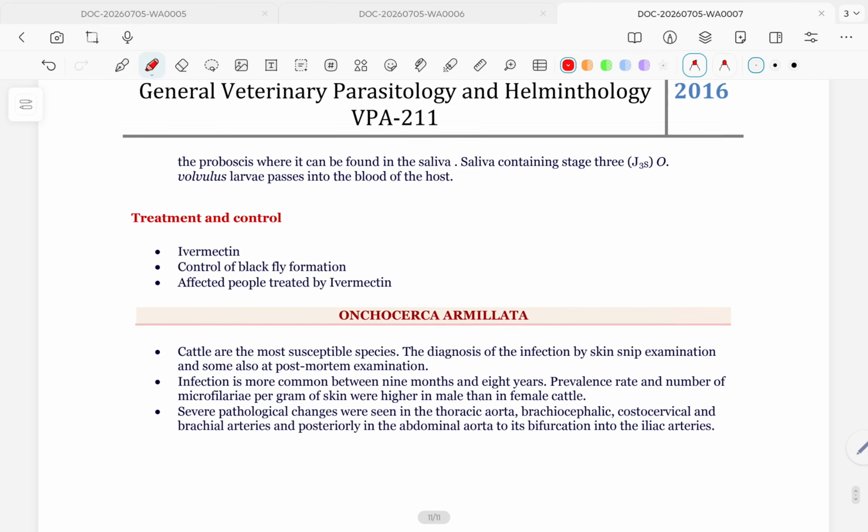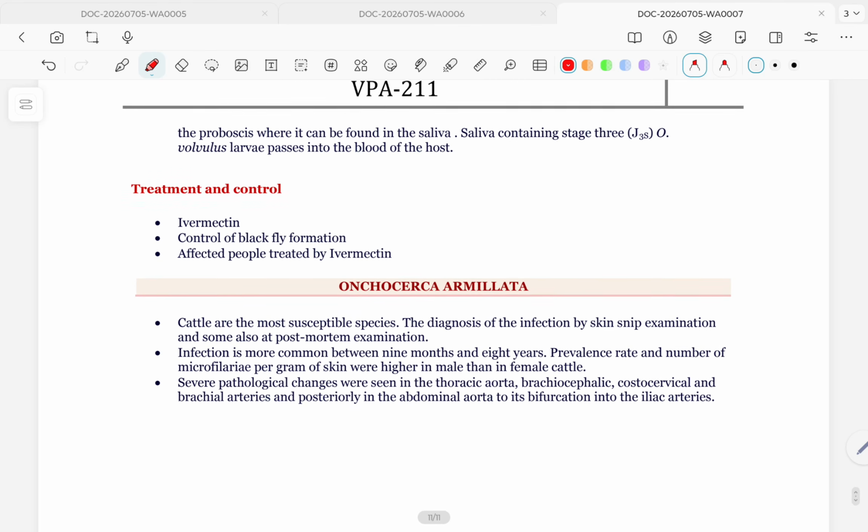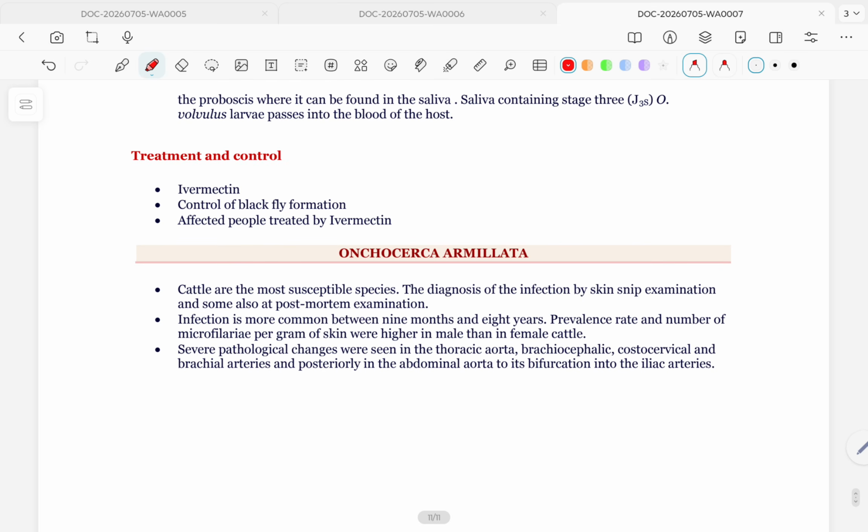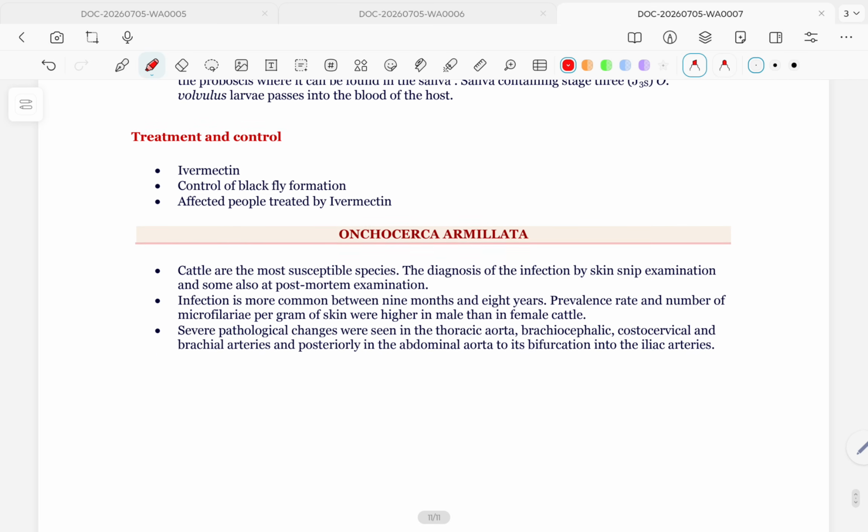Treatment: ivermectin, control of black fly population. Affected people are treated with ivermectin.